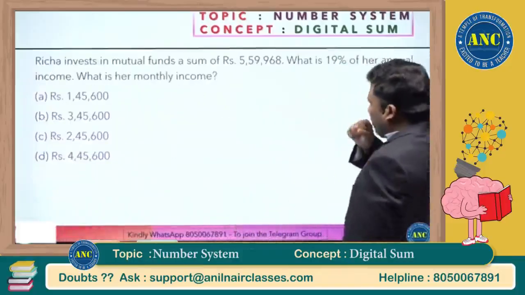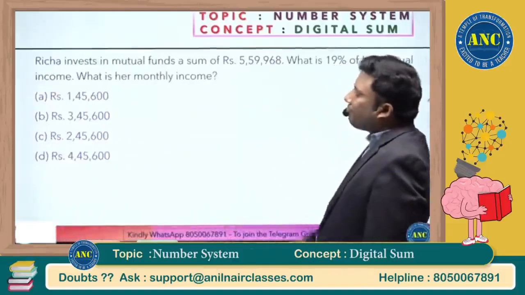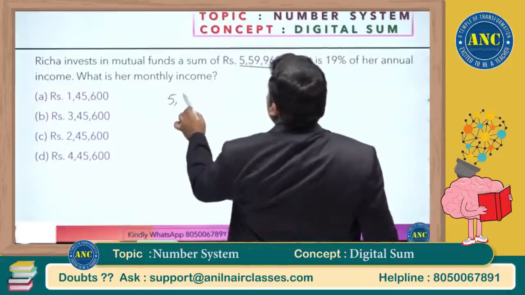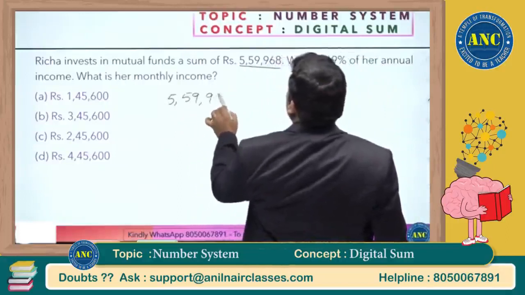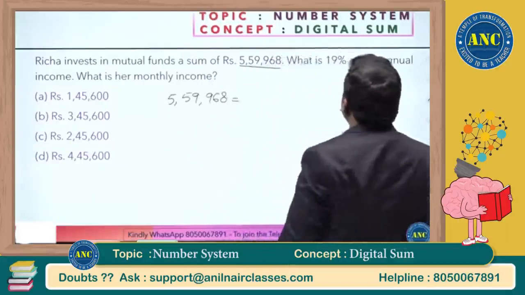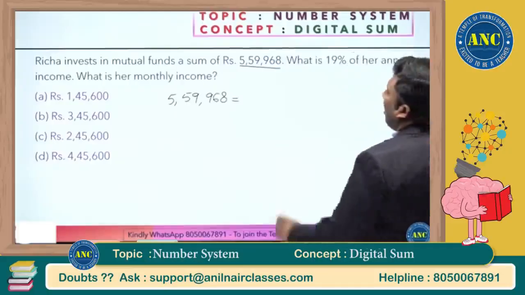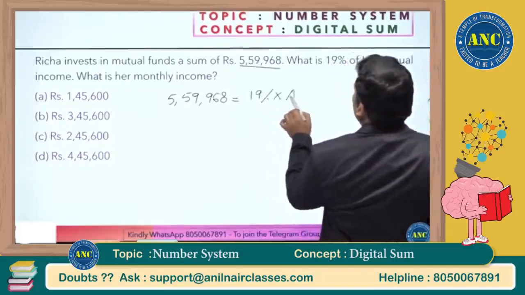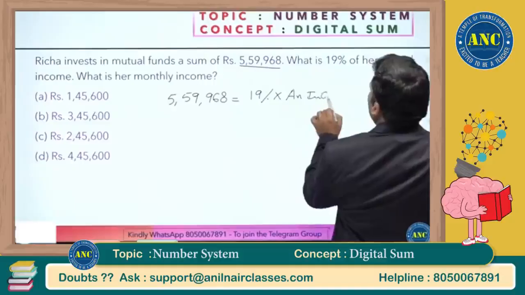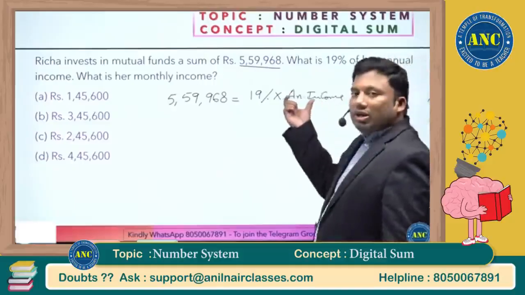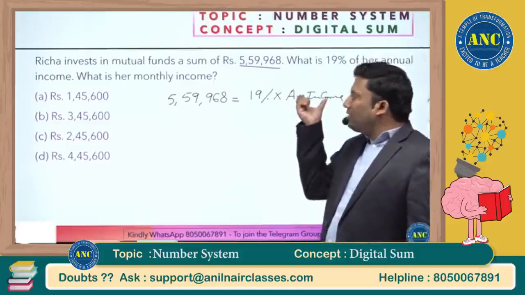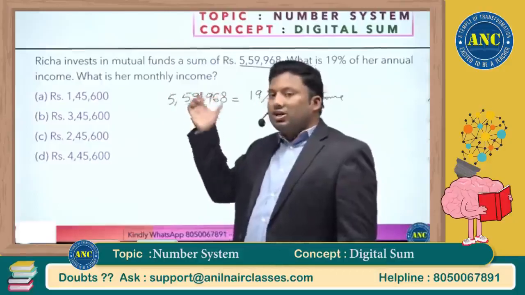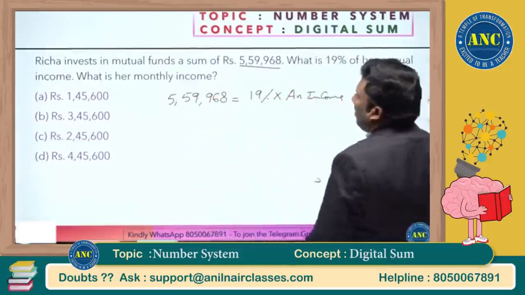All arithmetic problems. Rita invests in a mutual fund a sum of 5,59,968. She invested this money, which is 19% of her annual income. Annual income is, totally, whatever the amount that she earns in the 12 months, out of that 19% she invested in the mutual funds. What is her monthly income?